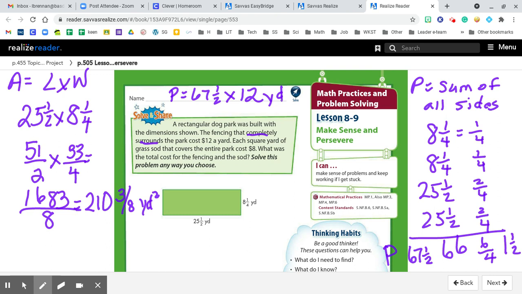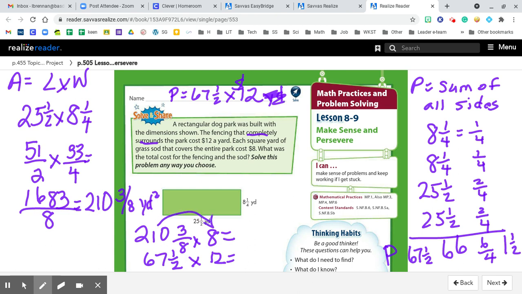So now I need to take my 210 and 3/8 and multiply it by $8. And I need to do my 67 1/2 and multiply it by $12. And you can do that on a calculator. You can also use the distributive property: 210 times 8 plus 3/8 times 8, 67 times 12 plus 1/2 times 12. And we wind up, let's see, do that on the calculator.